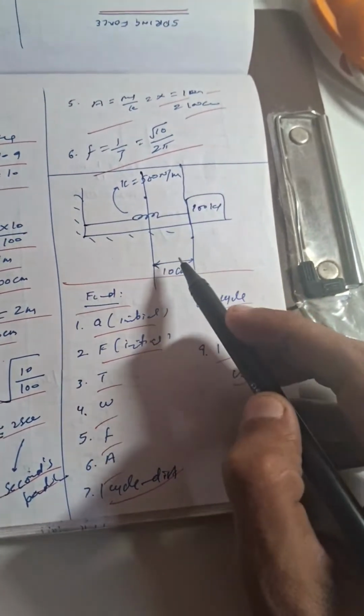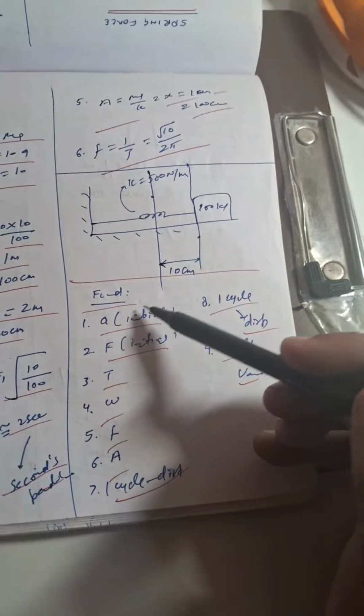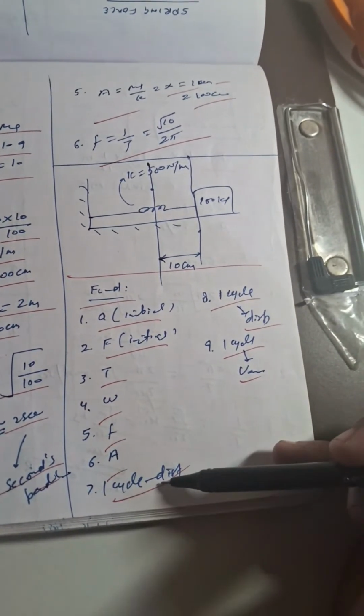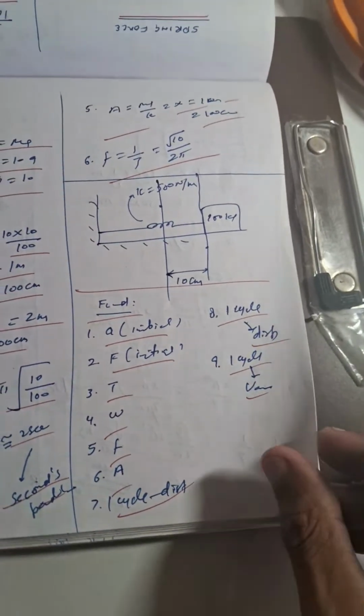So the block is displaced to the right by a distance 10. We need to find acceleration, force, time, angular frequency, amplitude, one cycle distance, one cycle displacement, one cycle average velocity.